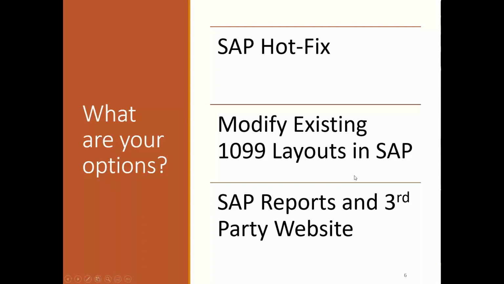The other two options, the second one is modifying the existing 1099 layouts. So as I said, all the data in B1 can actually stay where it is. We've done some research and found ways to modify the existing layouts and create additional layouts that can pull the data in and print out on the pre-printed forms from the IRS. If you're used to doing that every year, you just use the pre-printed forms and print directly out of SAP.